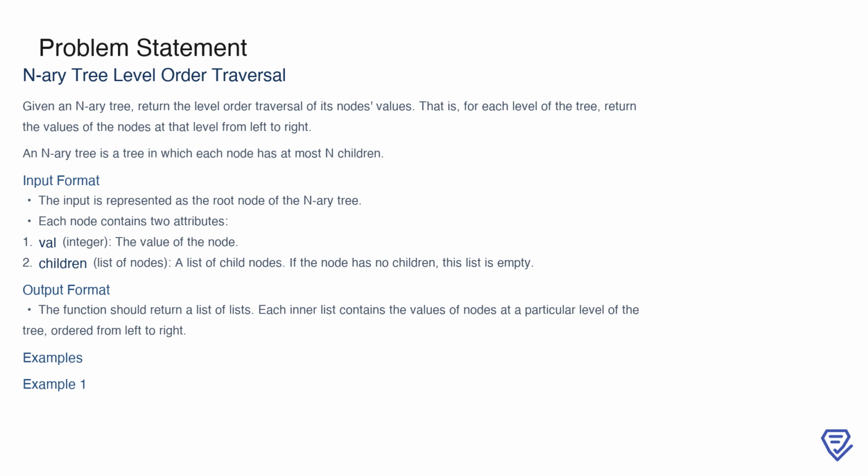The input to the problem is the root node of the tree, where each node has two attributes, val, which represents the value of the node, and children, a list of its child nodes. If a node has no children, this list will simply be empty. The output of the function should be a list of lists, where each inner list represents the values of the nodes at a specific level, in their left to right order.